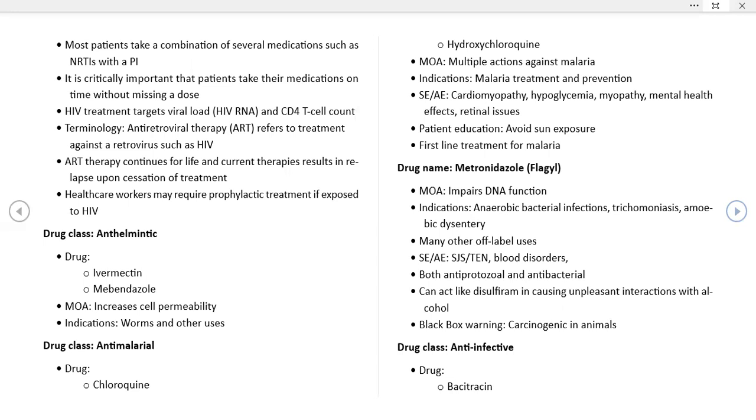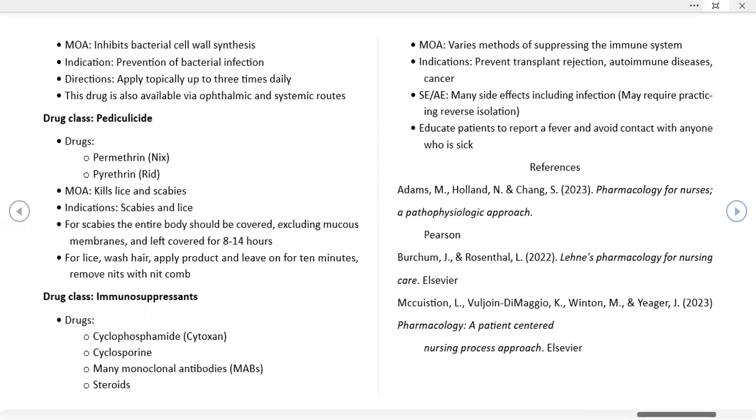Next, we have an anti-infective, and that's been bacitracin. You're probably familiar with that if you made it through childhood with any sort of cuts or scrapes. You might have had bacitracin put on your cut. How does it work? It inhibits bacterial cell wall synthesis. Back to the very beginning, that was what the penicillins do that we spoke about a half hour ago. The indications over here are prevention of bacterial infection. You apply it topically up to 3 times a day. And this drug is also available ophthalmic for the eyes as well as systemically.